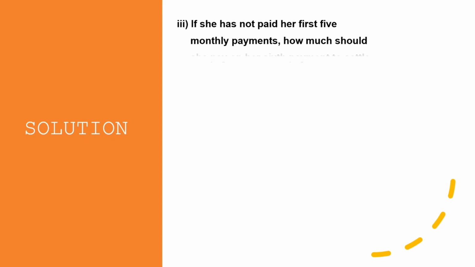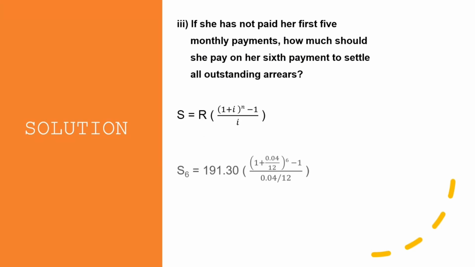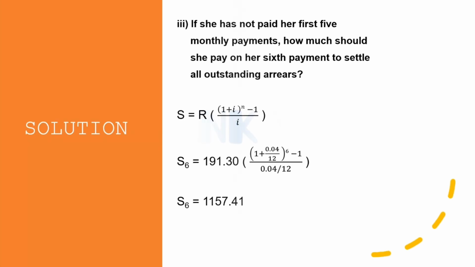Now let's move to question B3. If she has not paid her first 5 monthly payments, how much should she pay on her 6th payment to settle all outstanding arrears? For this question, we need to use this formula. S equal to R times 1 plus I to the power of n, minus 1, over I. S6 stands for the 6th payment. So S6 is equal to 191.30 times 1 plus 0.04 over 12 to the power of 6, minus 1, over 0.04 over 12. So S6 equals 1,157.41.